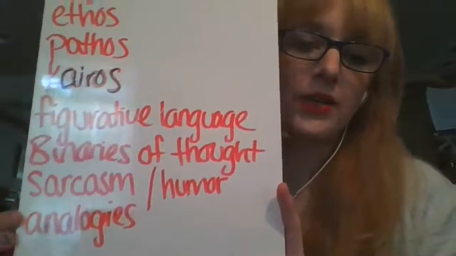Okay. All right. Next thing is sarcasm and humor. How do authors use sarcasm and humor to build their argument? I know in the Martinez essay, she uses sarcasm, and you want to think about what is the significance of that and how it's used in the argument. Okay. Next thing is analogies. How are analogies used?